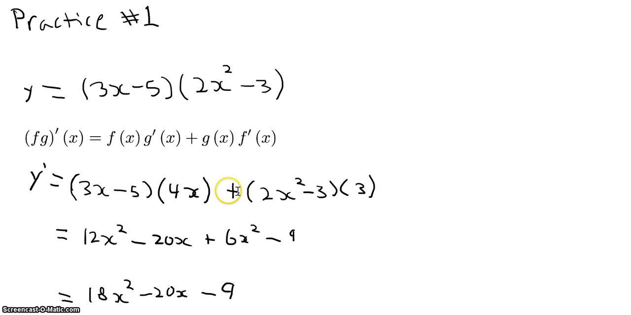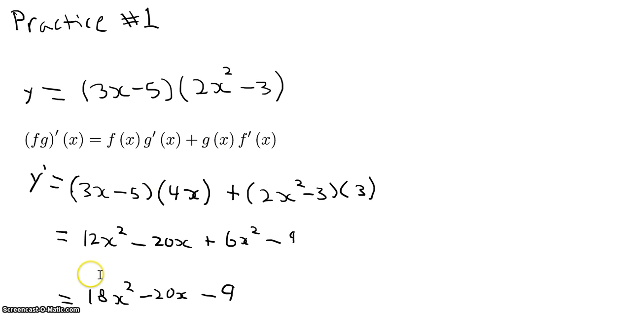And you do that plus g of x, which is just 2x squared minus 3, multiplied by the derivative of f of x, which is 3. And if you want to expand that and put it together, you end up getting 18x squared minus 20x minus 9. So that is the derivative of this function.